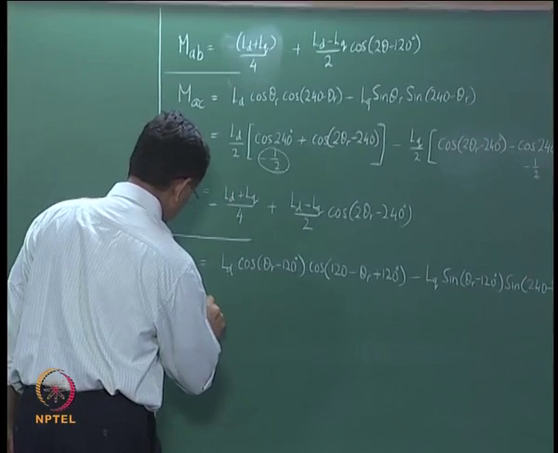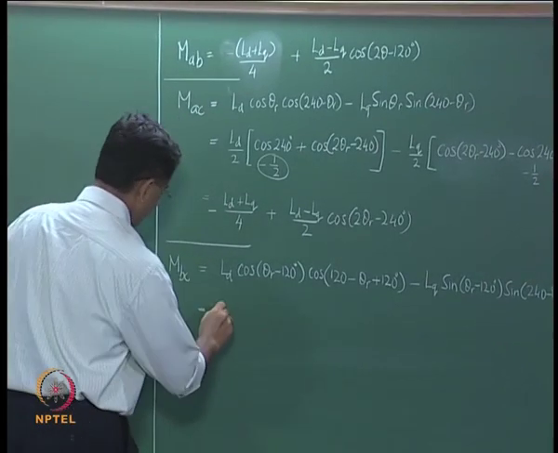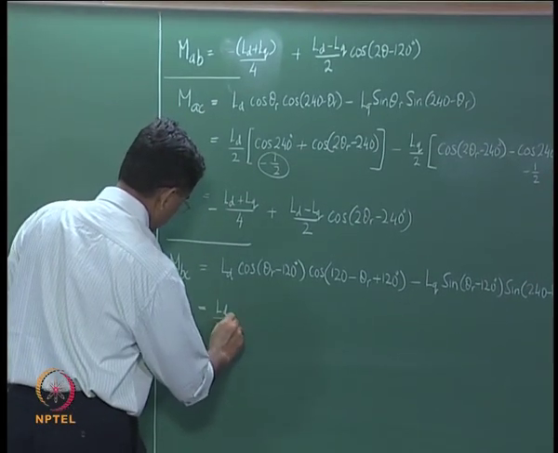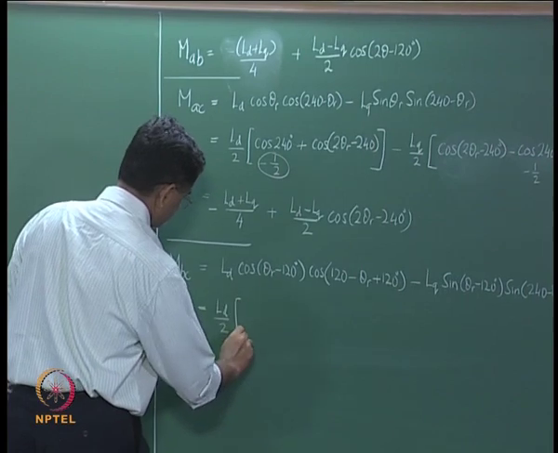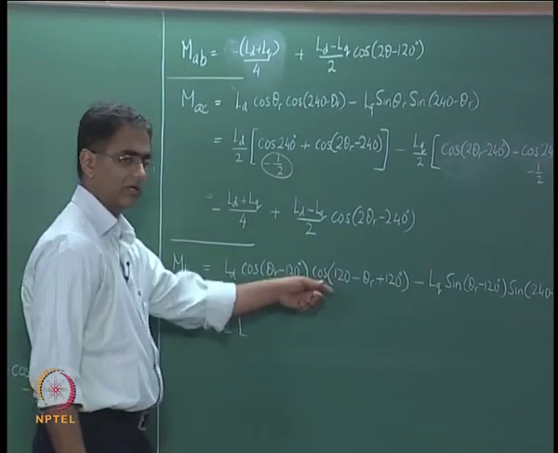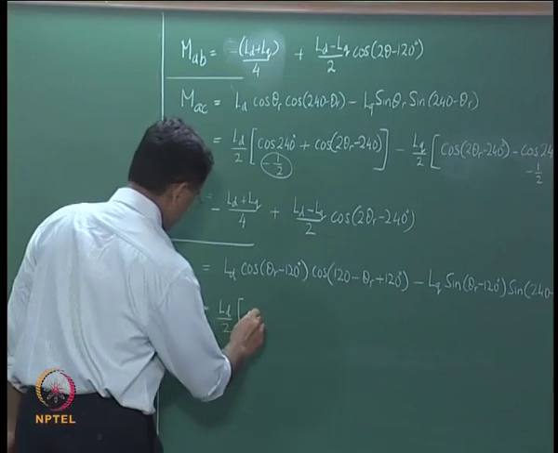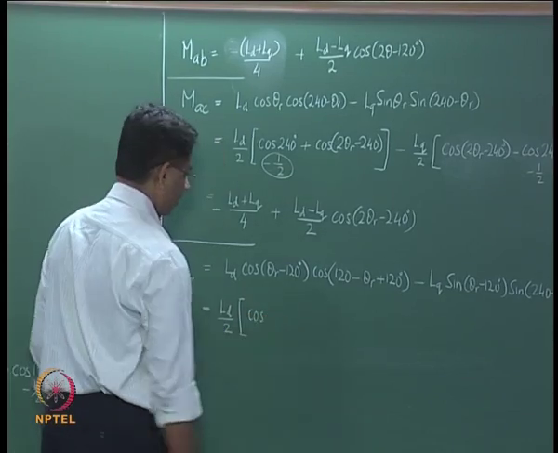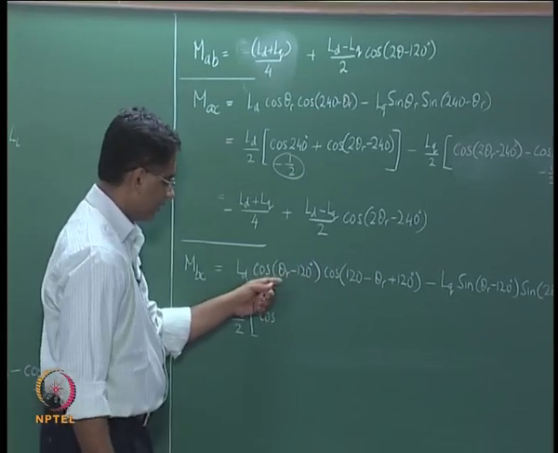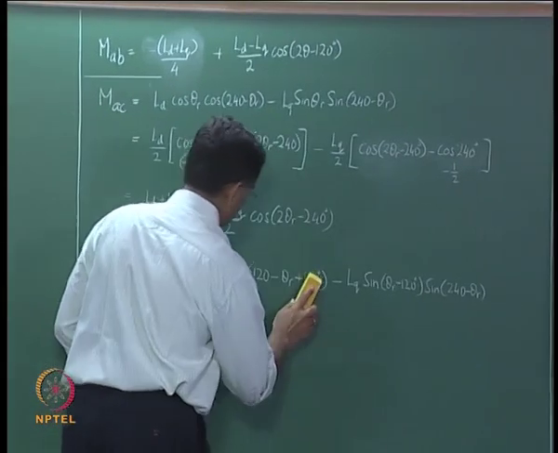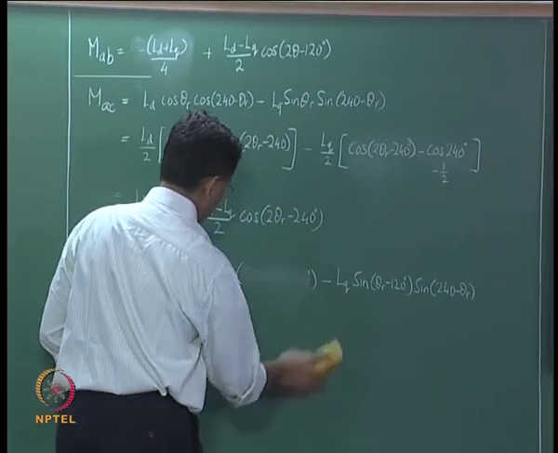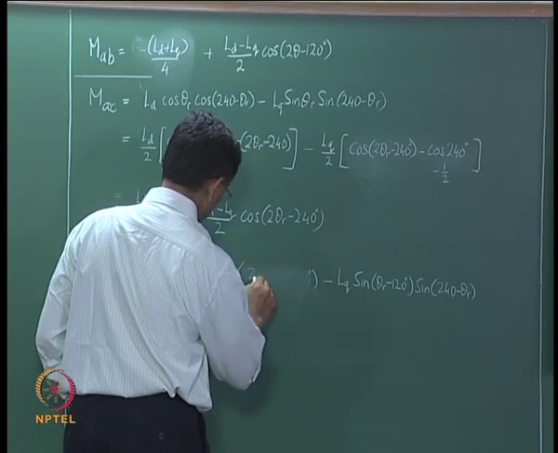So this should then simplify as LD by 2. Again you have cos A cos B, so that is nothing but cos of A plus B. So theta r. Let me rewrite this as 240 minus theta r.